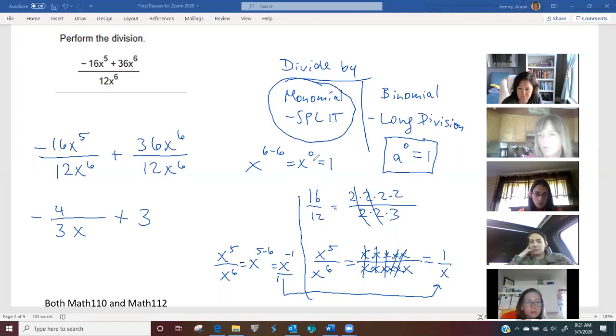So you can do this so many different ways. But if you have 6 upstairs and 6 downstairs, and you cancel them all, you still have none left over.